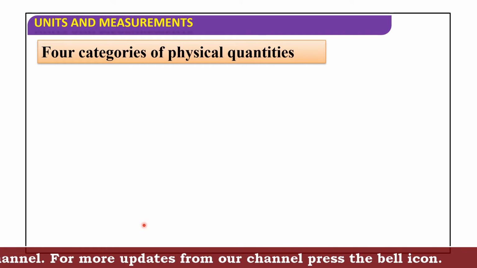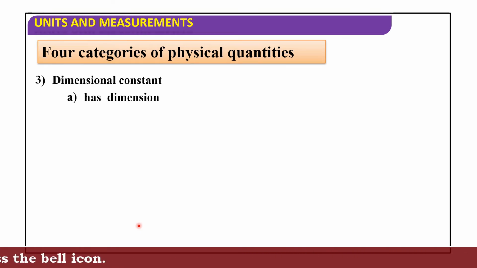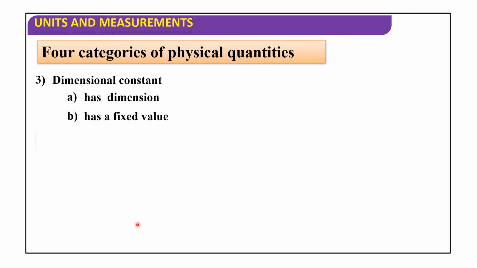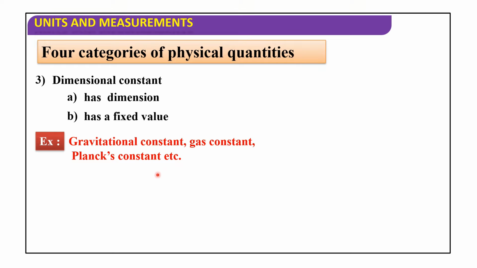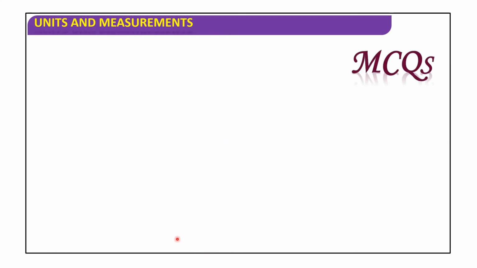Four categories of physical quantities. Dimensional constant has dimensions and has a fixed value. Example, gravitational constant, gas constant, Planck's constant. Next one, dimensionless constant has no dimension, has a fixed value. Example, constant numbers like 1, 2, etc. These are dimensionless constants.